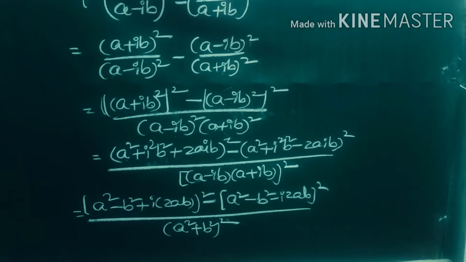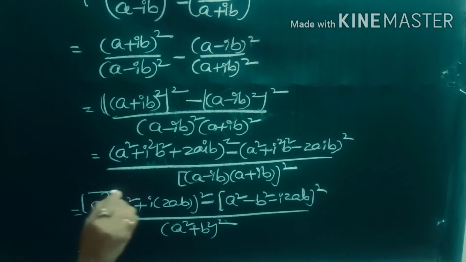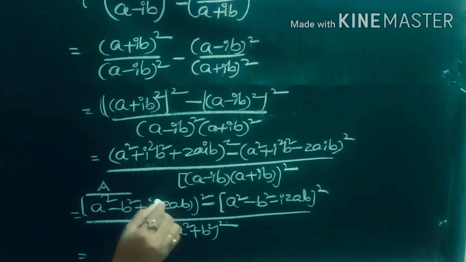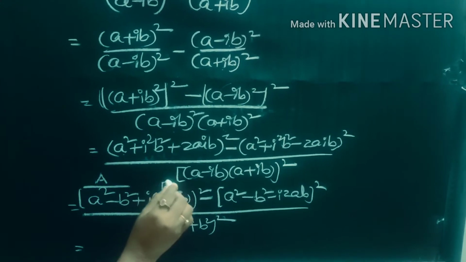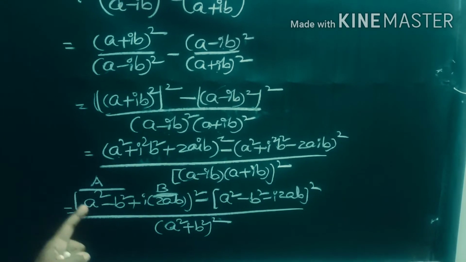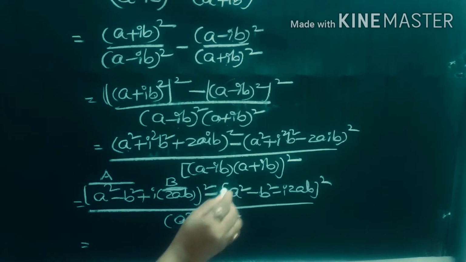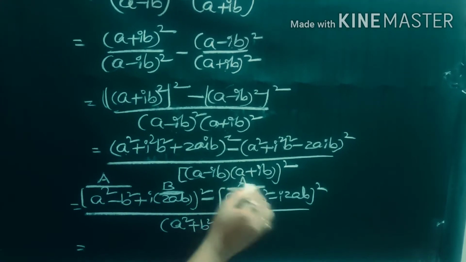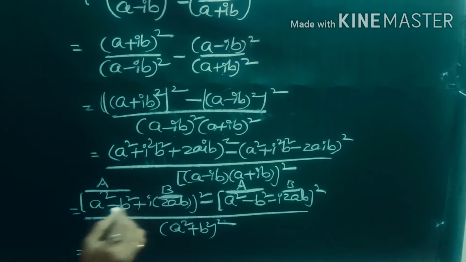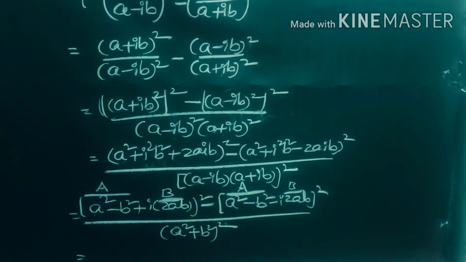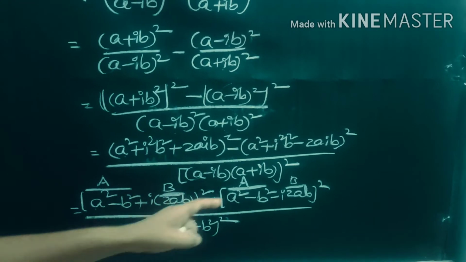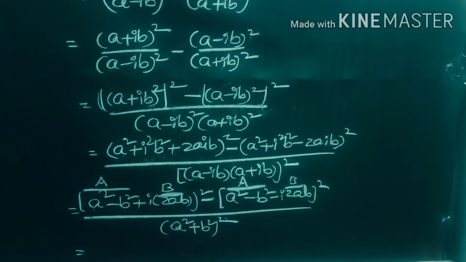Now first we take this total value as capital A, and this total value as capital B. That is capital A is equal to a^2 - b^2, and capital B is equal to i into 2ab. So here also we have the same terms, capital A and capital B. Now this is in the form of (A + B)^2 - (A - B)^2, which is equal to the formula 4AB.